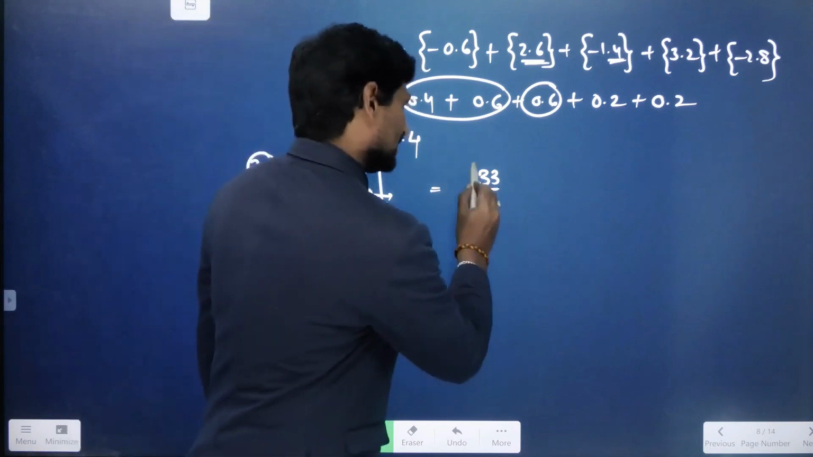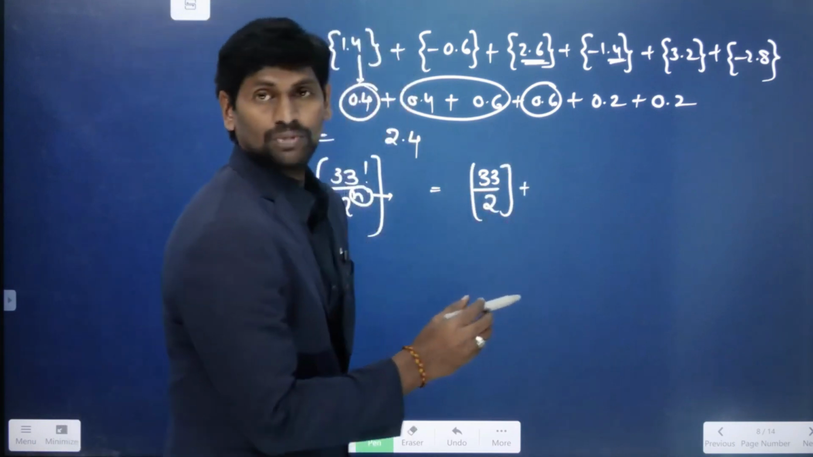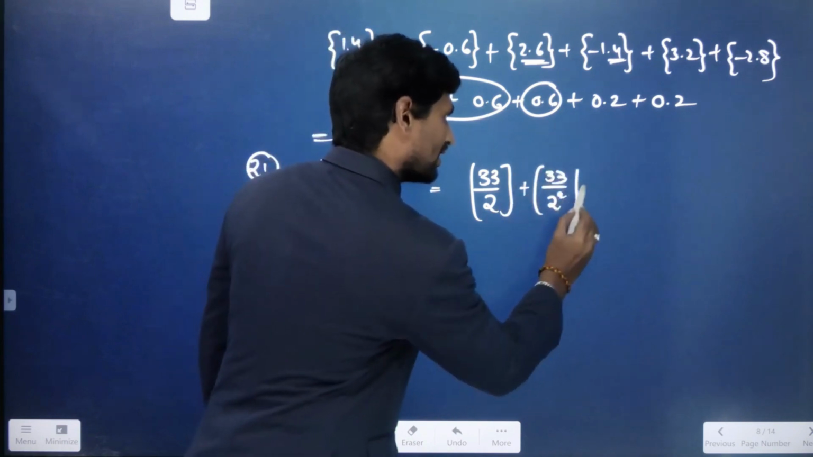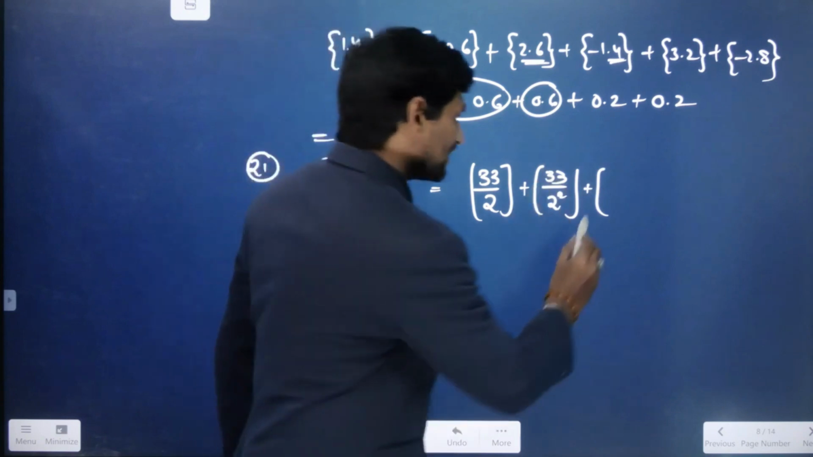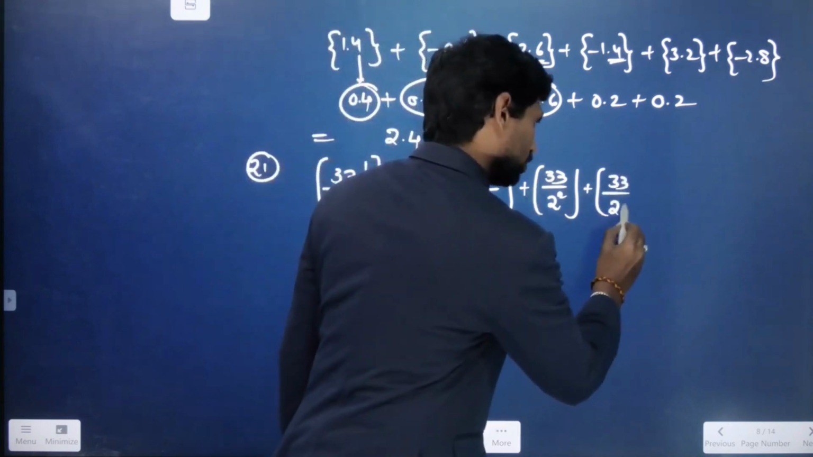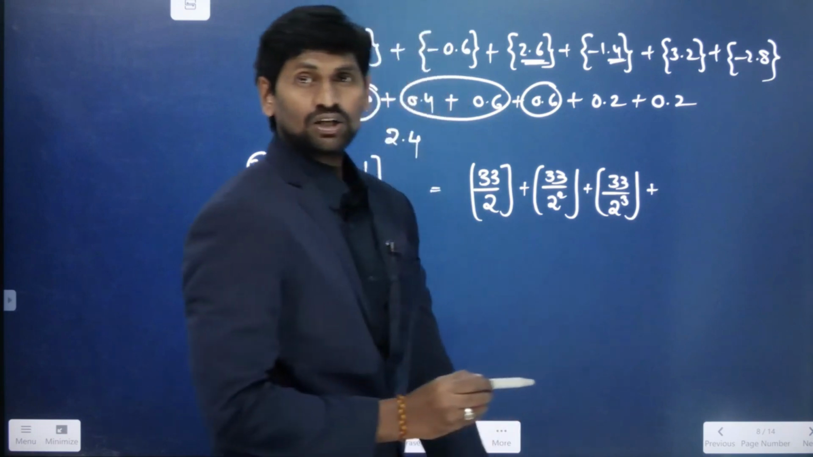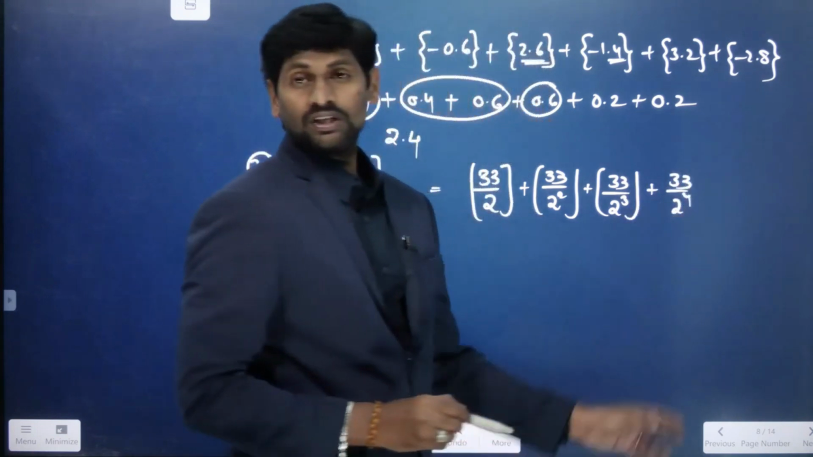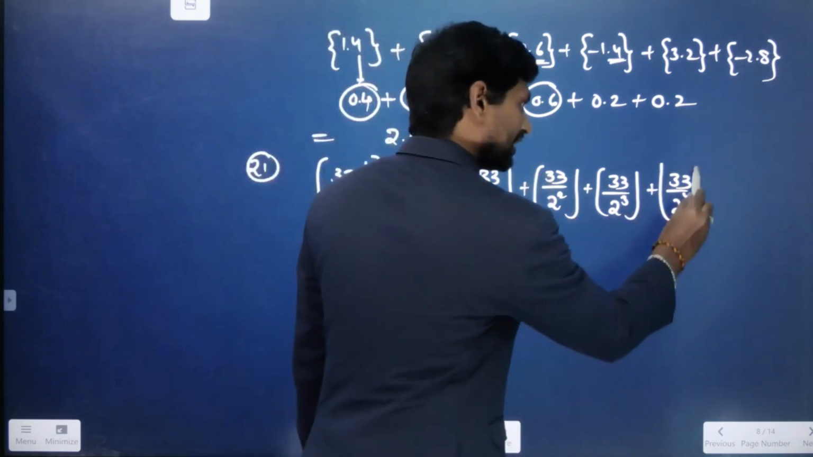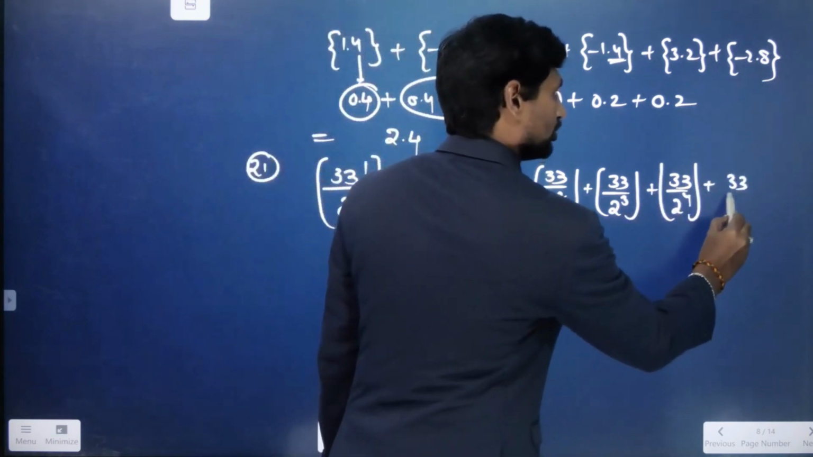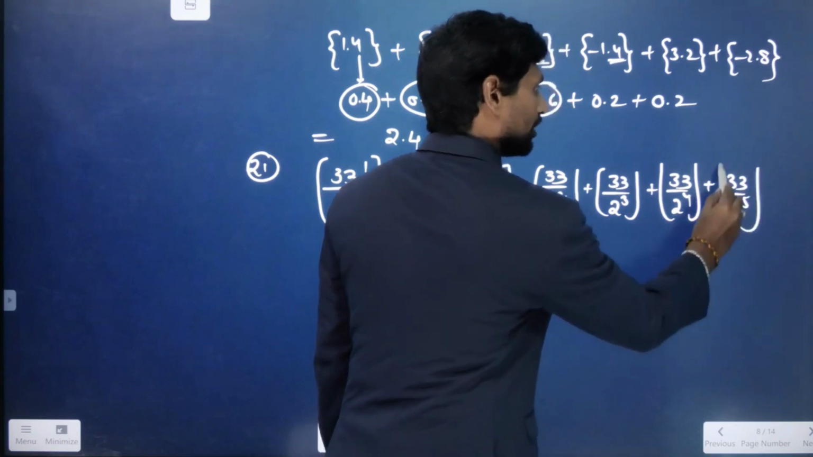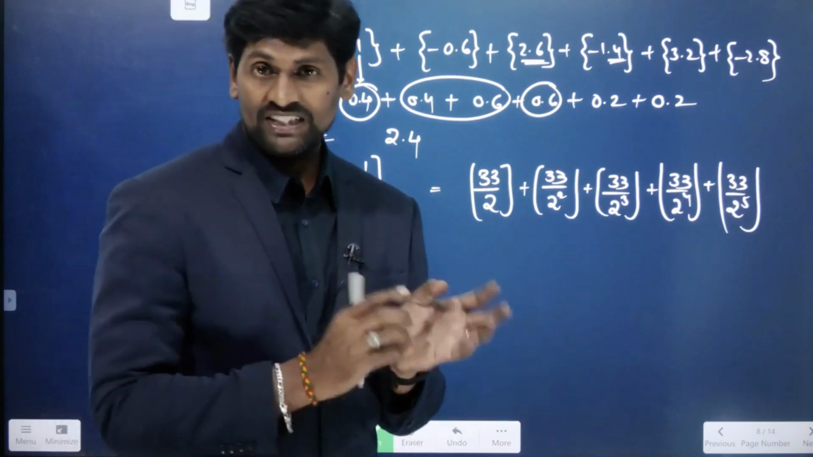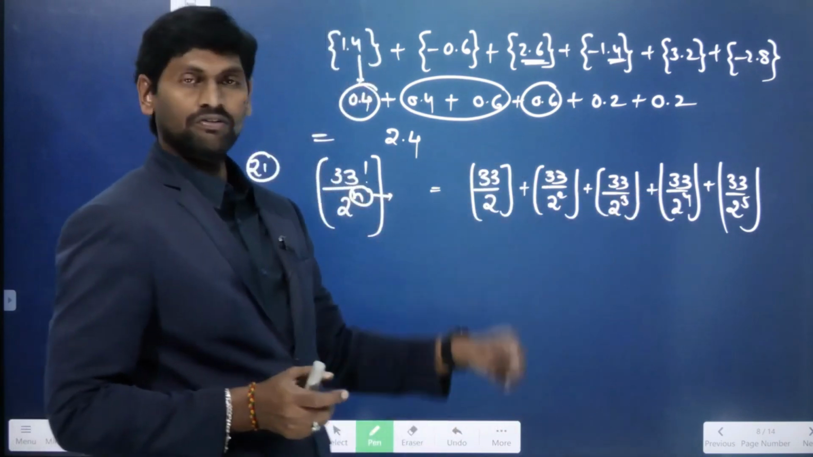So first, the greatest integer of 33 by 2, plus the greatest integer of 33 by 2 square, plus the greatest integer of 33 by 2 cube, and the greatest integer of 33 by 2 power 4. 2 power 4 value is 16, and let us take the greatest integer of 2 power 5. So 2 power 5 is 32. If you take one more 2 power, it will be 64. So we need to take up to 2 power 5.